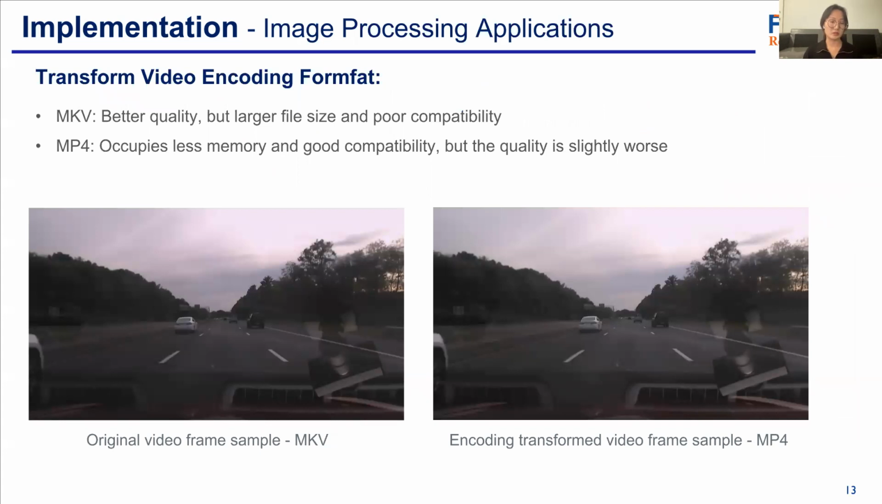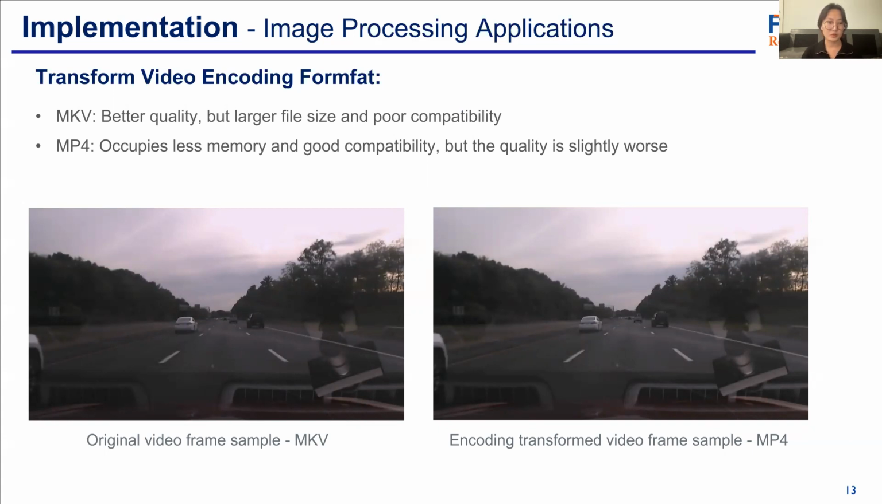After building the baseline model, I started to process the image frames of the input video. First is to transform the video encoding format. The video format in the original dataset is the MKV encoding. In general, MKV has better quality, but the file size is larger and compatibility is slightly worse. On the contrary, files in MP4 format are easier to store and easier to operate, although the quality is slightly worse. It basically meets the image quality requirements of model training.